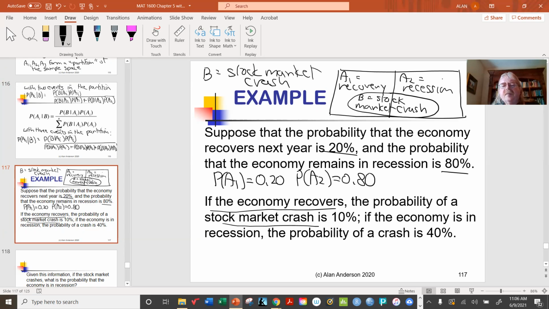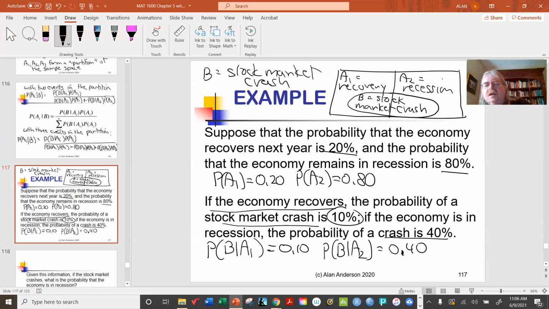So this is a conditional probability because it means that we're defining the probability of a crash with the knowledge that the economy has recovered. Now remember, A1 is the recovery. So this 10% is the conditional probability that we have a crash given that the market is recovering. The second piece of information here is that if we're in a recession, on the other hand, that probability jumps all the way up to 0.40. So all of this text is giving me all the information I need. I have four probabilities now. The question is, what am I trying to calculate?